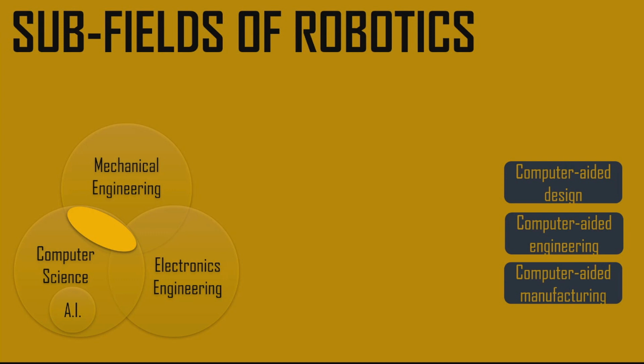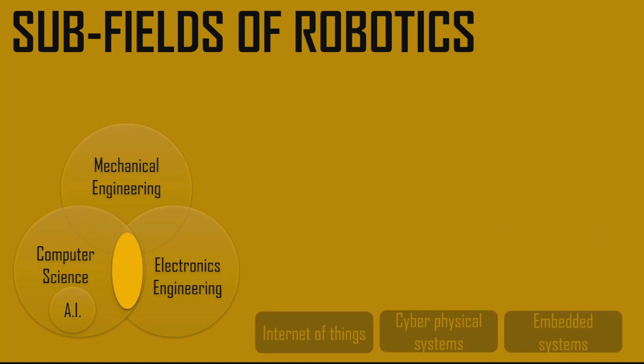When it comes to the fields at the intersection of computer science and mechanical engineering, I've classified it into three categories: computer aided design, computer aided engineering, and computer aided manufacturing. For the fields at the intersection of computer science and electronics, Internet of Things, cyber physical systems, and embedded systems are the three major subcategories.